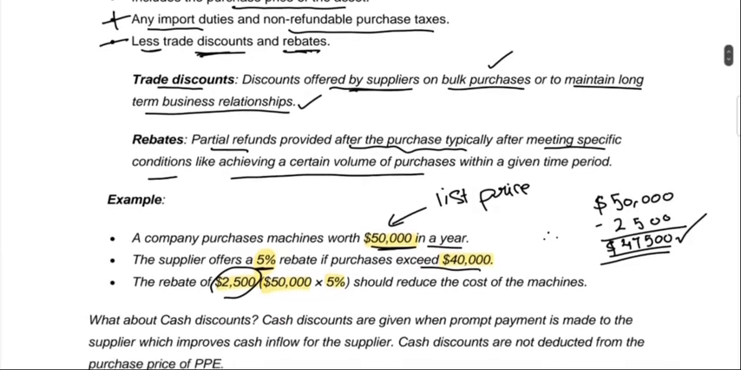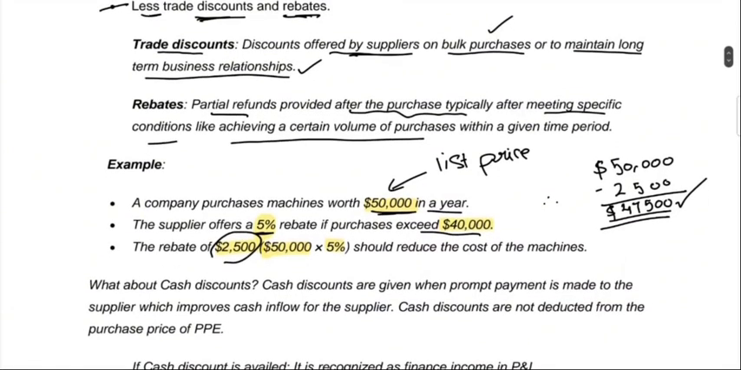Moving on. What about cash discounts? Now, in your exam, you could be given cash discounts when you would be accounting for the initial cost of the asset. You must remember there's a difference between cash discount and trade discounts. Trade discounts, as we've just discussed, are the discounts offered by the suppliers on bulk purchases to maintain long-term business relationship. But what are cash discounts?